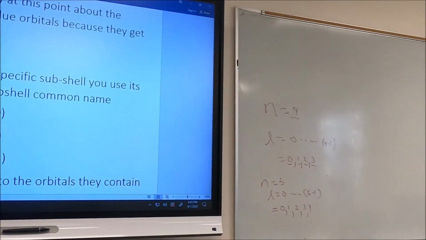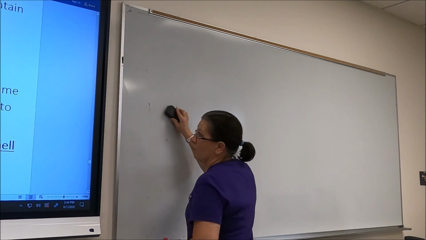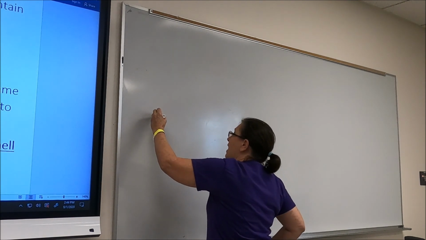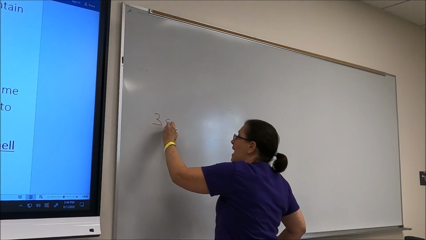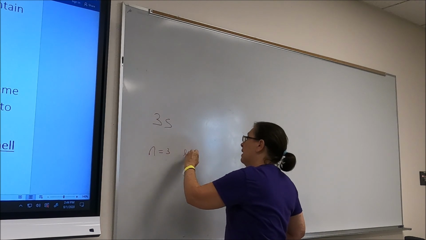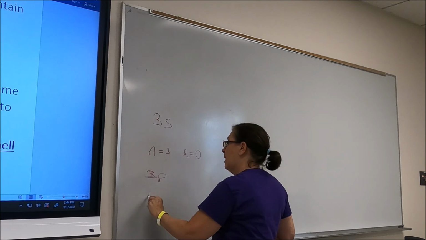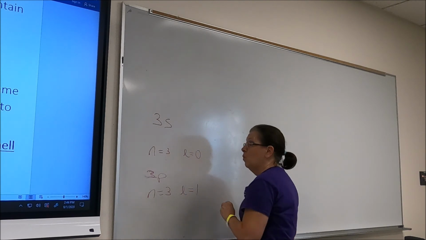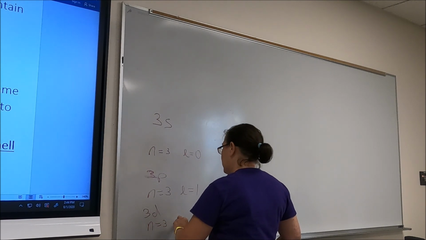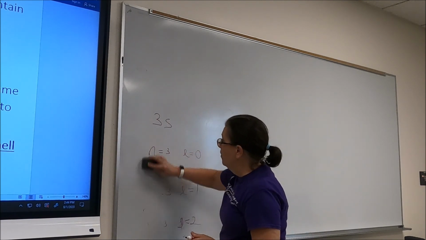So let's try writing some things on our own. Okay, so let's say that I were to write 3s. If I write 3s, that means that n equals 3 and L equals 0. If I were to write 3p, that would mean n is 3, but L would be 1. And if I were to write 3d, that would mean n is 3 and L equals 2.